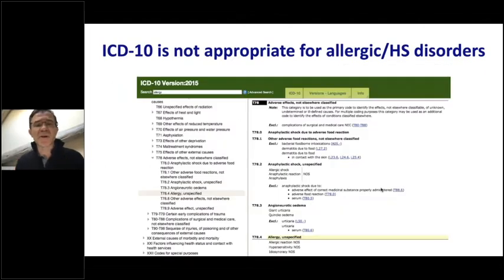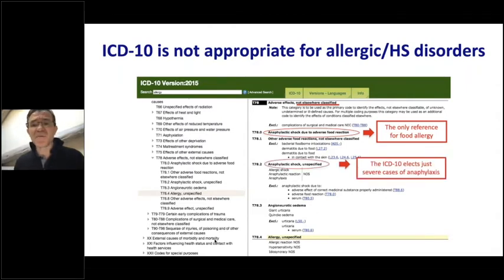Let's have a closer look at this chapter 19, which is right before chapter 20, external causes of morbidity and mortality. You see, those things are becoming vague now. And this chapter is called injury. And you can see that anaphylaxis is there: adverse effects not elsewhere classified. It's not very promising. You can see, for example, for food-induced anaphylaxis, that this is the only place to find it.